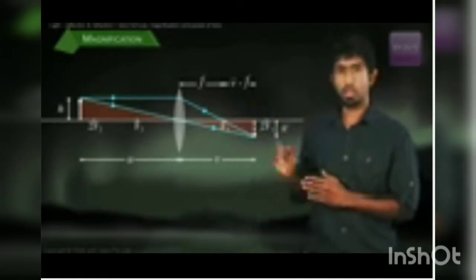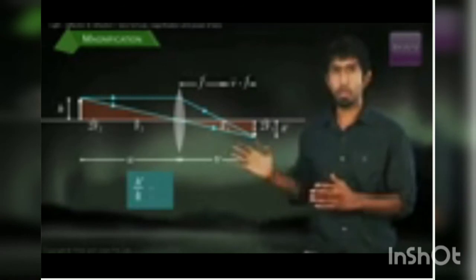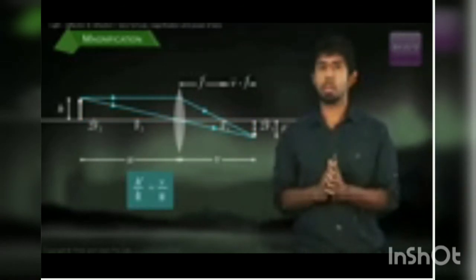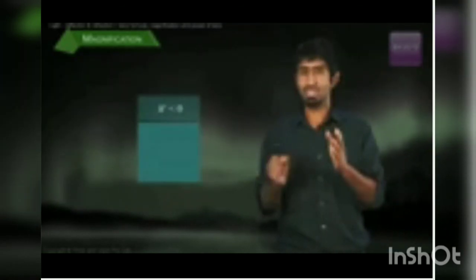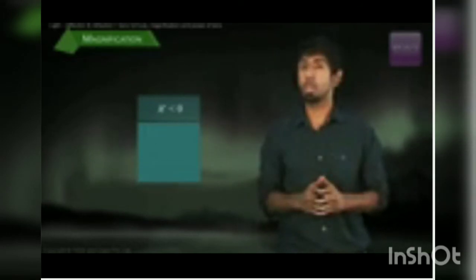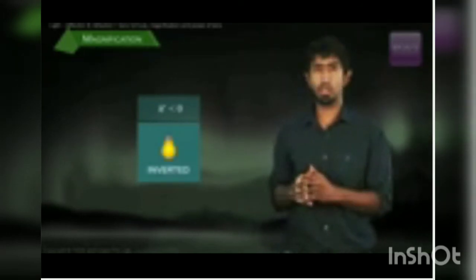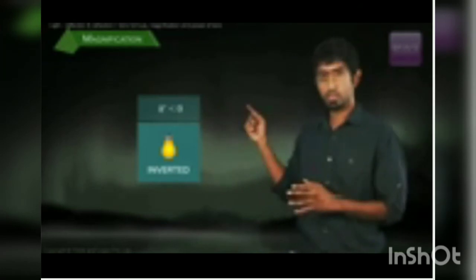What is magnification? H dash by H. Can we go one step more than that and start connecting image and object distance to it? How do we do that? Let's try and understand what really happens. In the case of lenses, like we saw, there is a set of similar triangles arranged in such a way that H dash by H is directly equal to V by U. Now the first question is, if H dash is negative, what would that mean? The image is inverted, right? Because when you measure the distance from the principal axis, it would go down. And we know by our convention, down is negative.